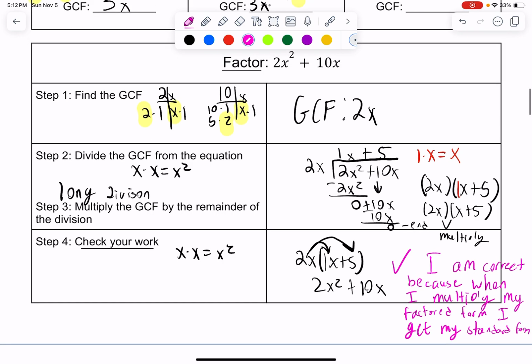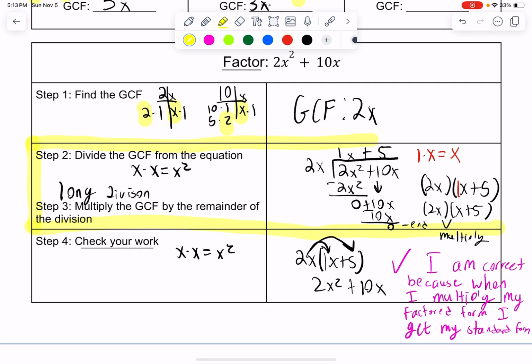These problems are not too bad because the hardest part is most likely going to be this portion over here where you have to divide and know how to use long division to be able to set it up. But once you get past this portion, they're not too bad.